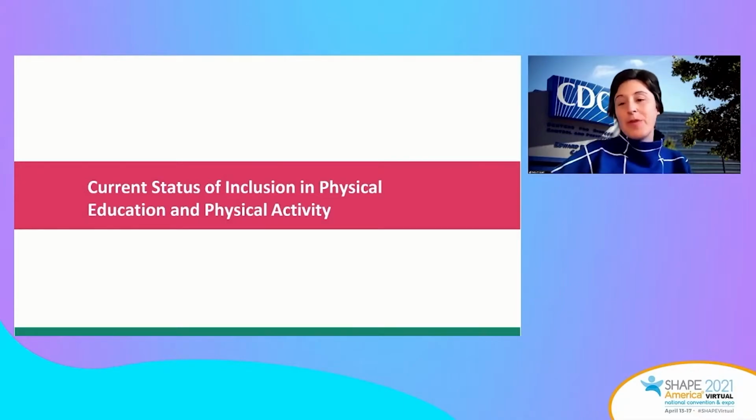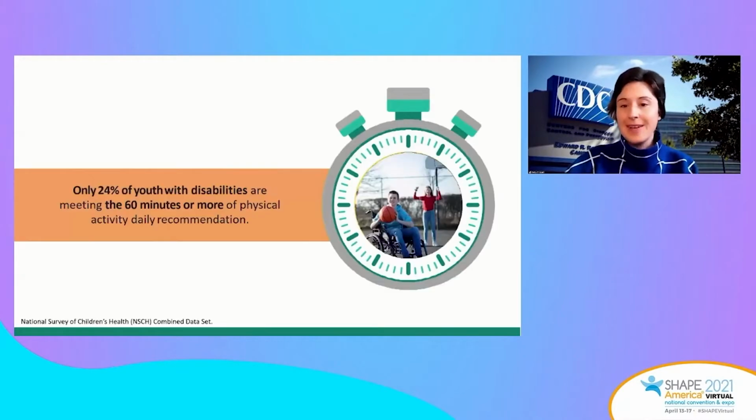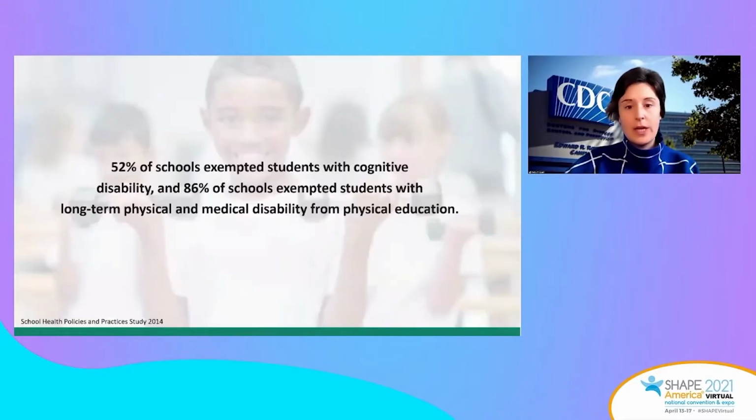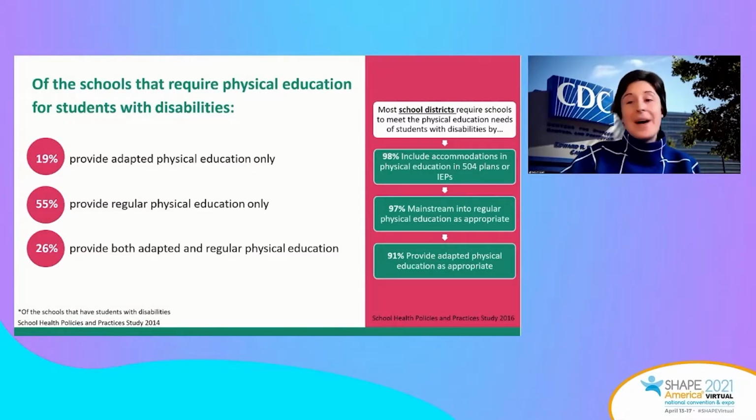Thanks, Chris. Before we dive into helpful resources from our partners on today's call, it's important to understand the current context. I have to start with some not so good news, though. Only 24% of youth with disabilities are meeting the 60 minutes or more of physical activity daily recommendation. Furthermore, when we look at the issue with more of a school-wide lens related to physical education policies, 52% of schools exempted students with cognitive disability, and 86% of schools exempted students with long-term physical and medical disability from physical education. But it's not a lost cause.